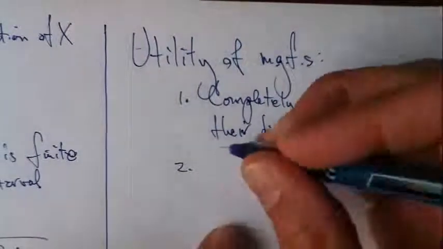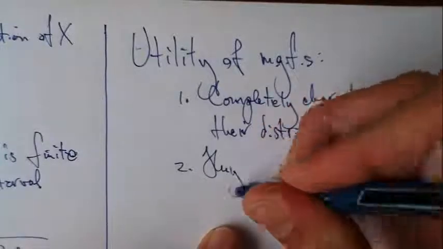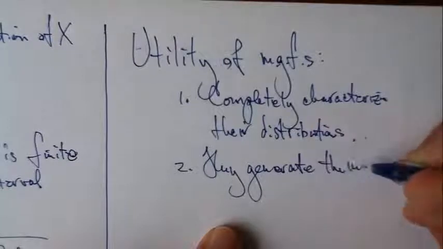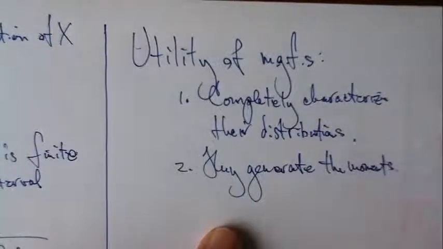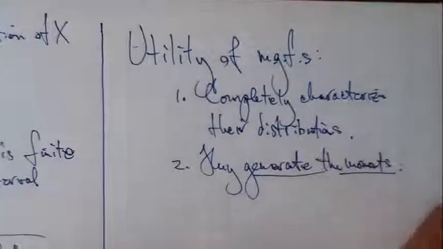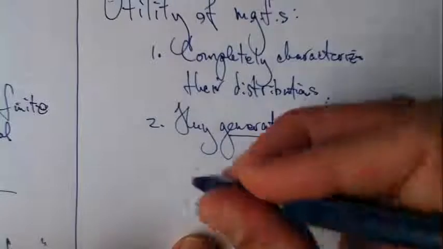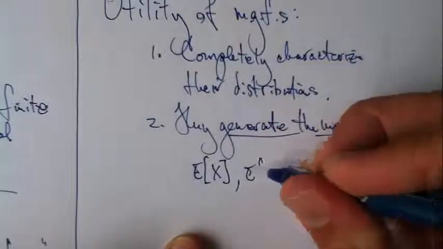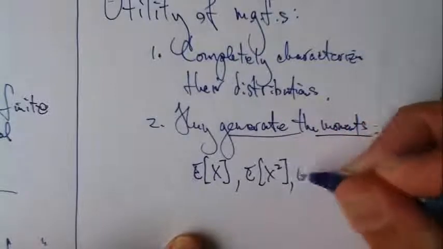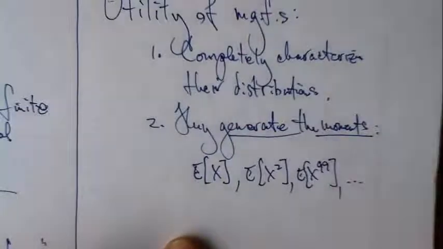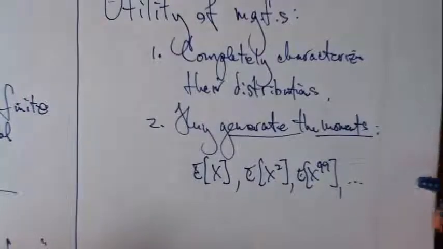They also generate moments. Who would have thought? The moment generating functions generate the moments. That is, if you have a moment generating function, you can very easily get the expected value of x, the expected value of x squared, the expected value of x to the 99th power, etc., etc. And we'll see how to do that in just a minute.